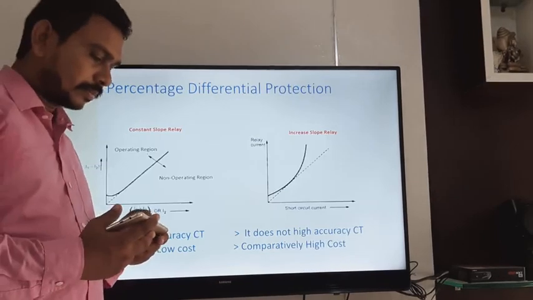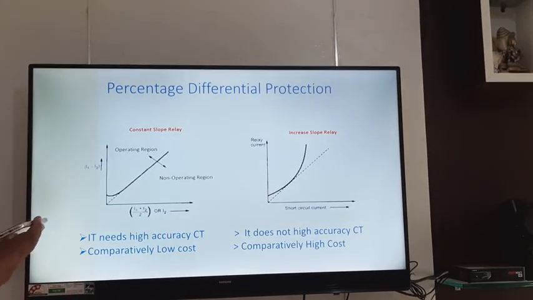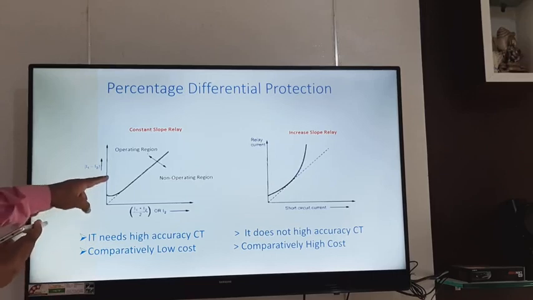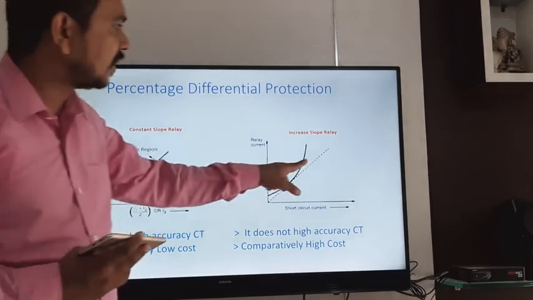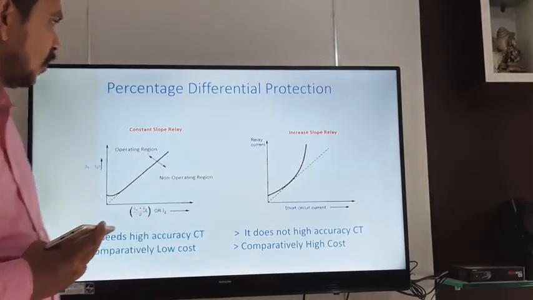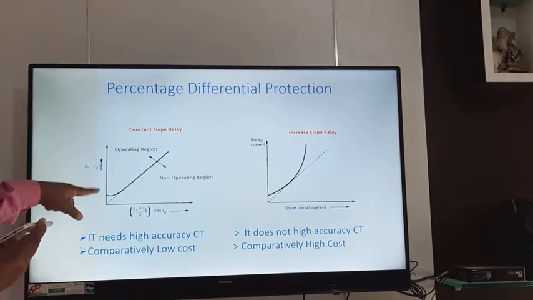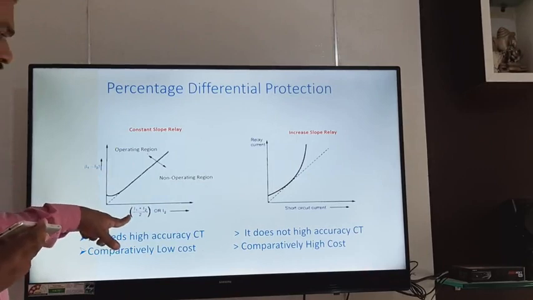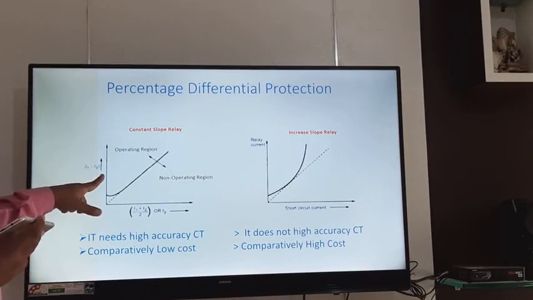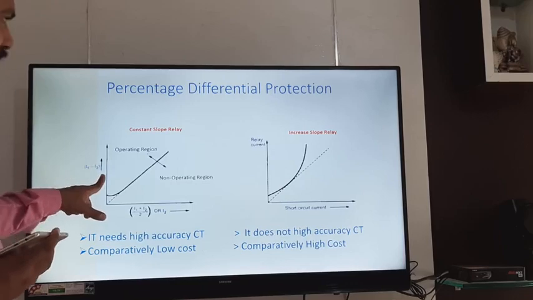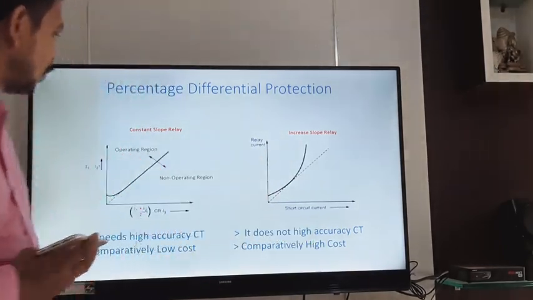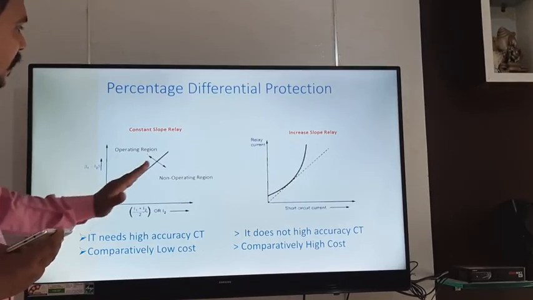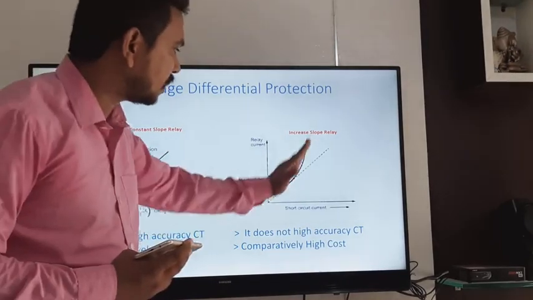Okay, this is the characteristics of percentage differential protection, or the bias percentage differential. This characteristic is known as the constant slope relay characteristic, and this is the increased slope characteristic. In the constant slope characteristic, the x-axis is the restraining current and the y-axis is the differential current, while in this one it is the relay current and the short circuit current. Here the slope is constant, and here the slope increases.